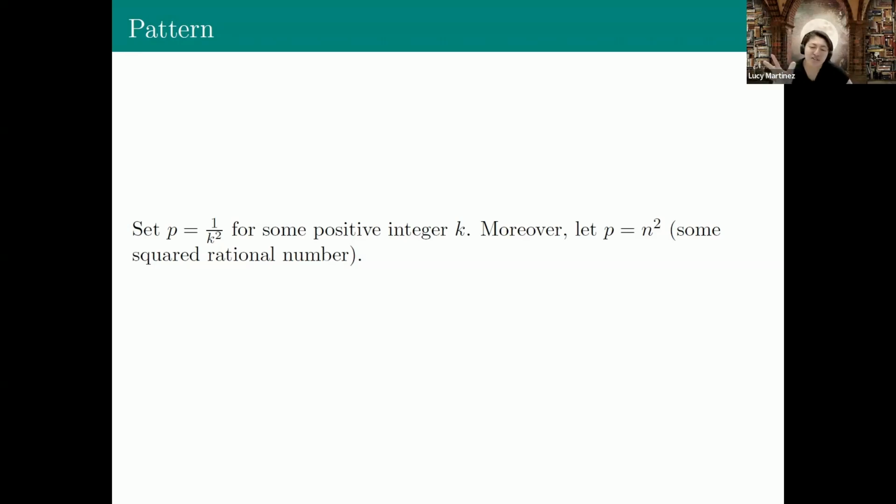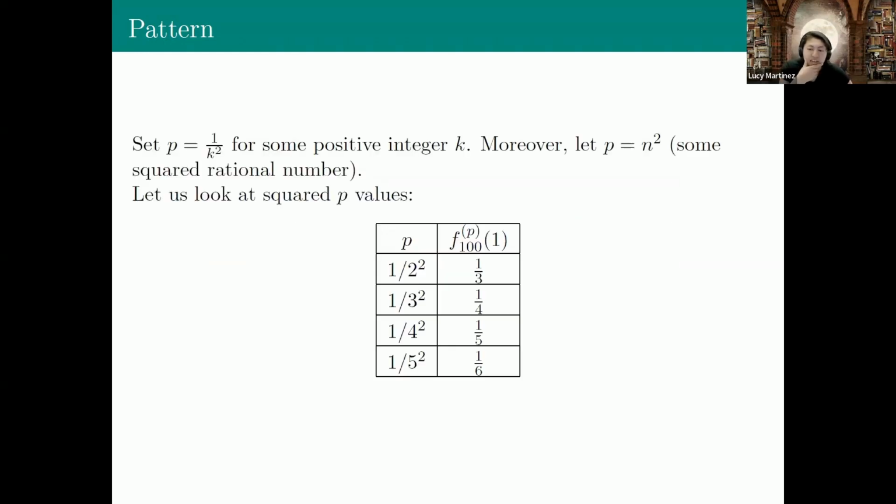We're going to set p equal to 1 over k squared for some positive integer k. And moreover, we're going to think of p as some square rational number. So p equals n squared, so that when I change back to p, we can just set n equal to square root of p. That's where we're going. We're going to put everything in terms of n.